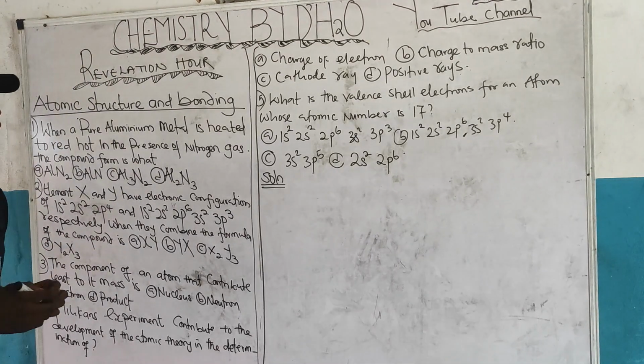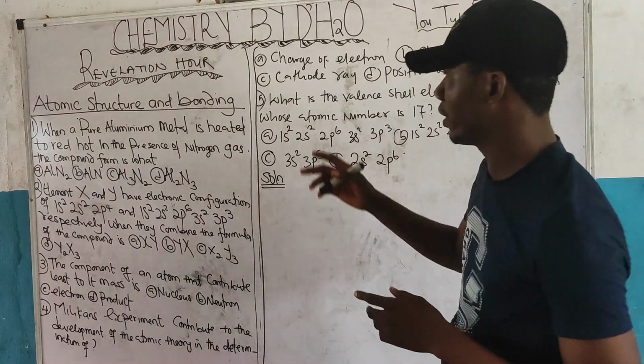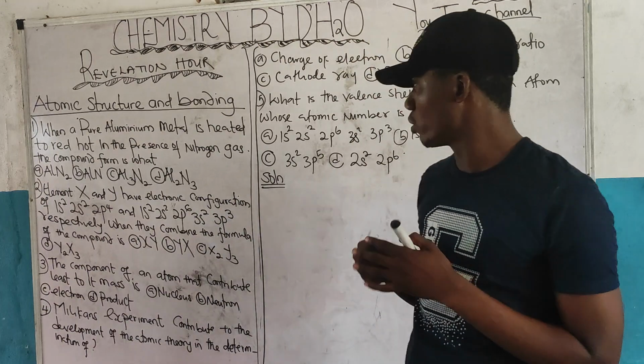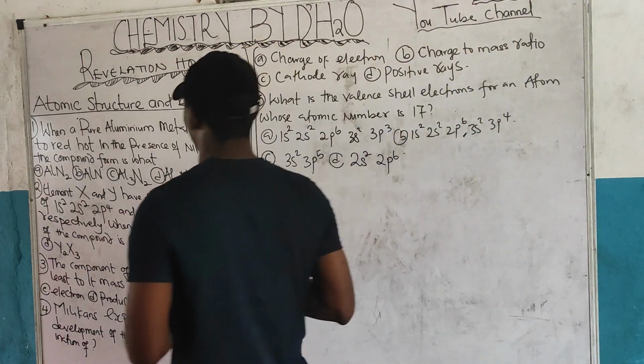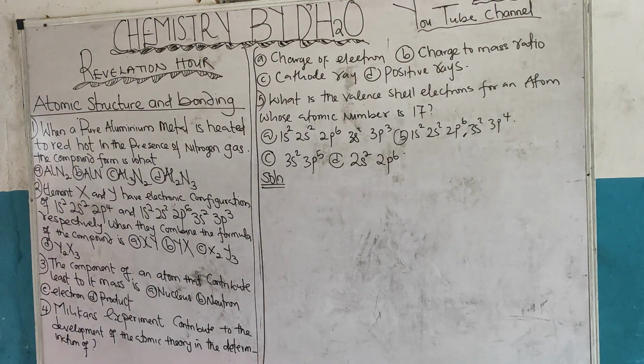Today we are going to be taking an intense revision on atomic structure and chemical bonding. By the time we are done with this question, we are still going to look at other questions again, okay? So please, I want you to be very attentive to this particular question because they are very tricky problems. Now let us start with question 1.